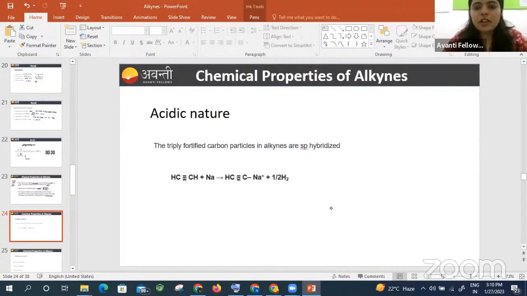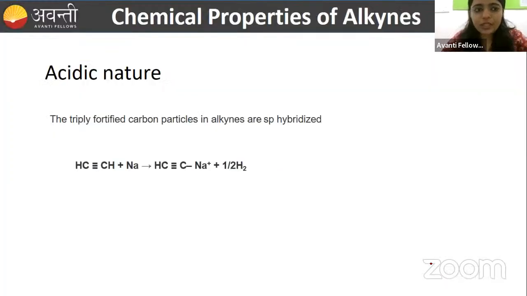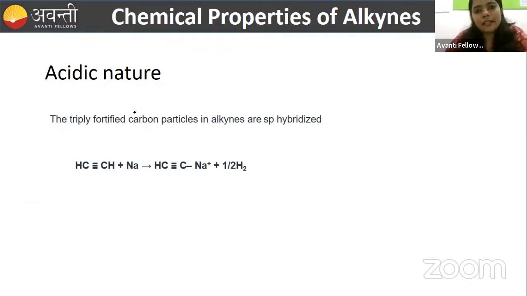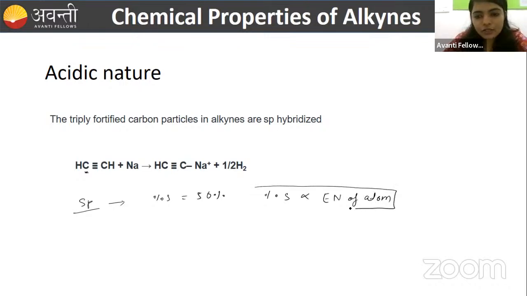So next is the chemical properties of alkyne. So first of all, acidic nature. So this is quite important and different from your alkane and alkene. Why? Because I have already discussed that this carbon is sp hybridized. Okay, sp hybridized means the percentage s character is 50%, and you know that percentage s character is directly proportional to the electronegativity of the atom. So as the percentage s character increases, the electronegativity of the atom also increases.